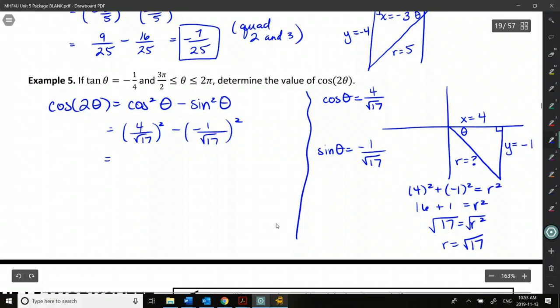You square a fraction, just so we're all on the same page here, just square the numerator and square the denominator if you need to square a fraction. So I'm going to square 4, and I'm going to square √17, which just leaves me with 17. And then -1 squared is 1, and √17 squared is 17. Oh, never mind, minus. Yeah, if it were plus, it would be 17/17, you're right.